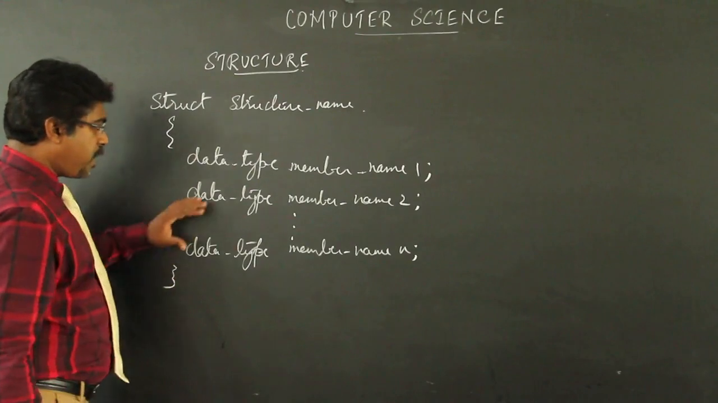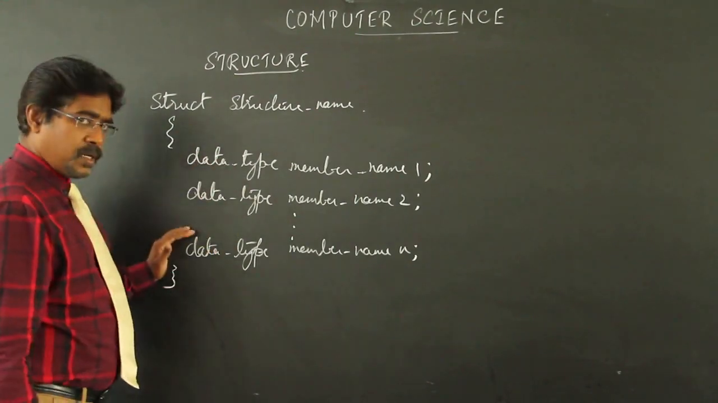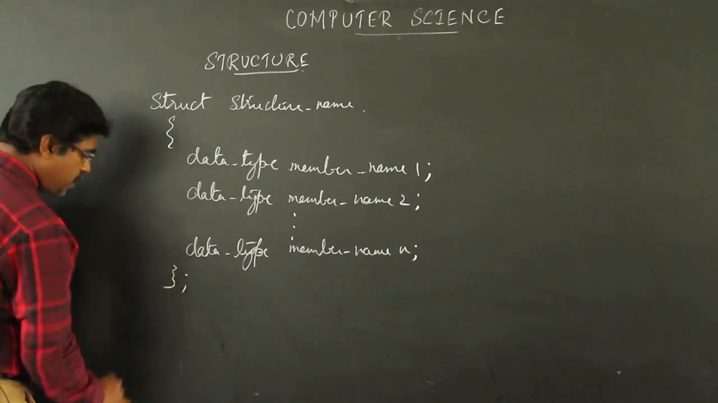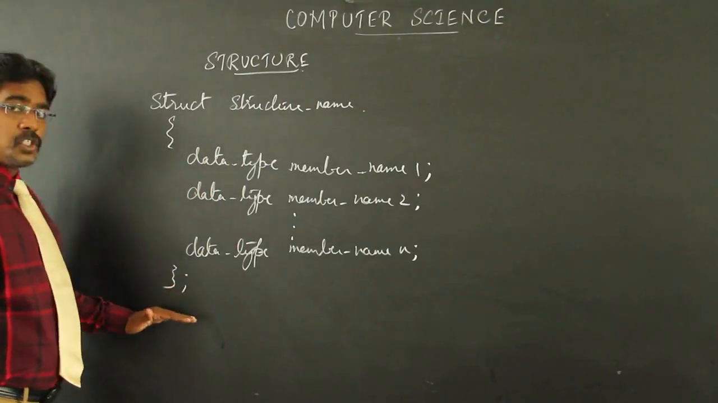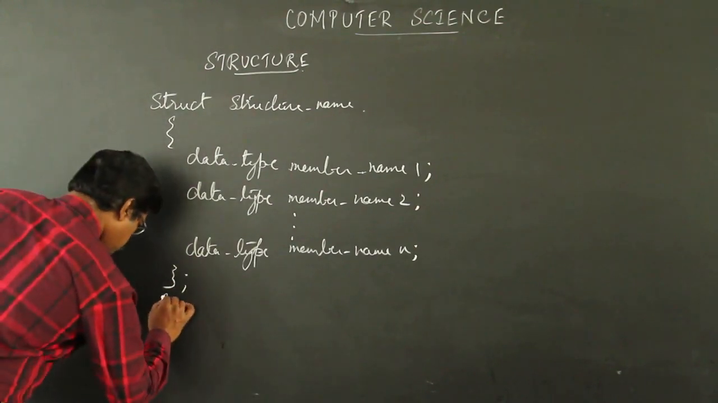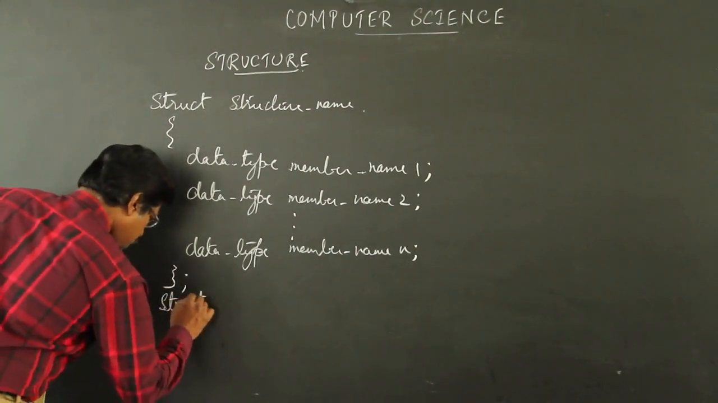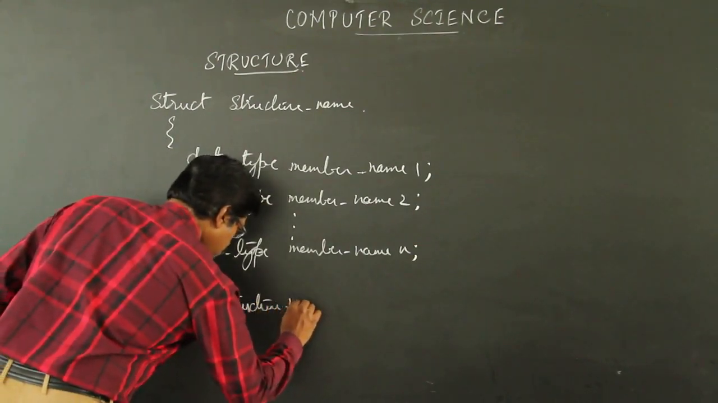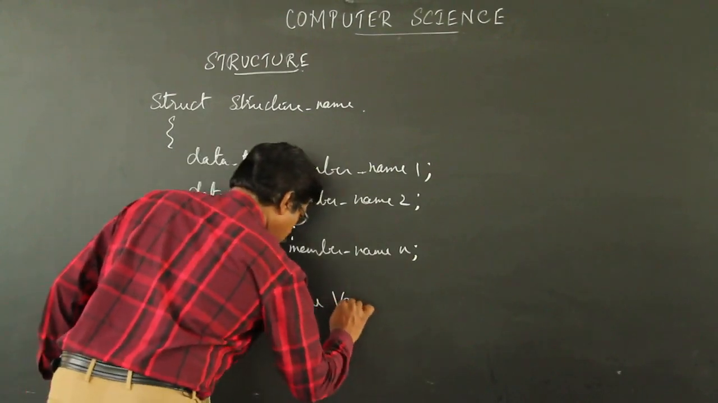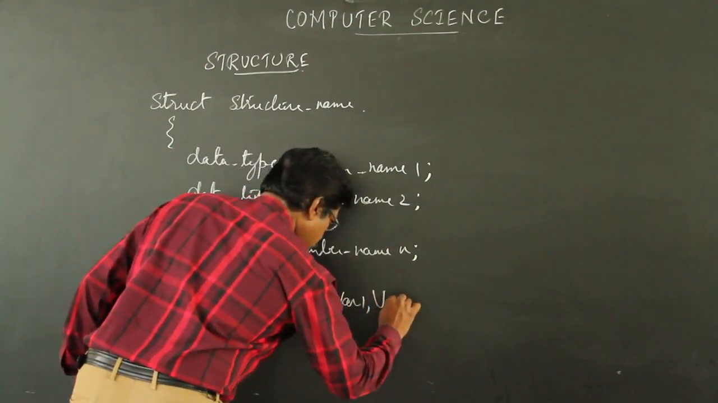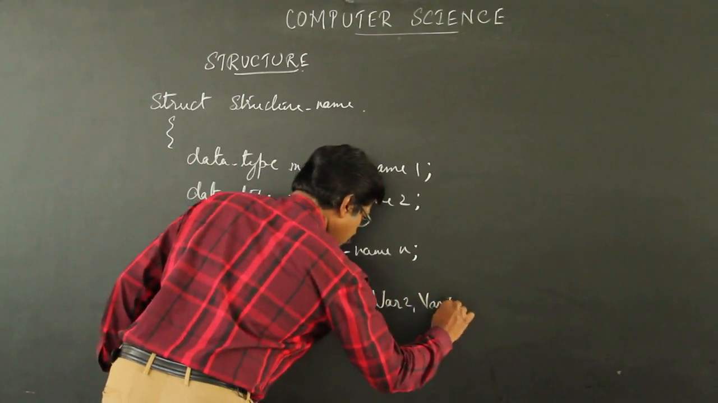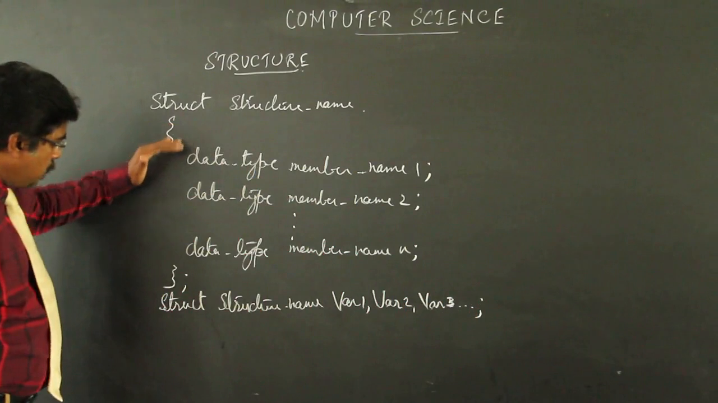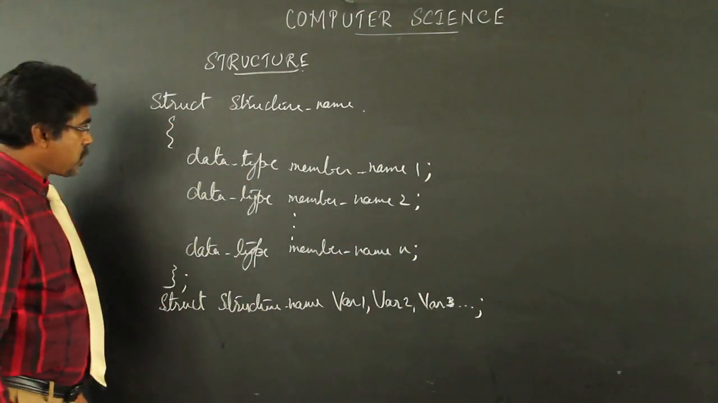We have defined a few members in the syntax part. We will be taking an example. After that, in the syntax we have a semicolon here. After that we can declare the structure variables. Here comes the structure variables. For that, once again I'm going to use struct, then the structure name, and then the structure variables: variable1, variable2, variable3, and so on, semicolon. So this will be the syntax for a structure.